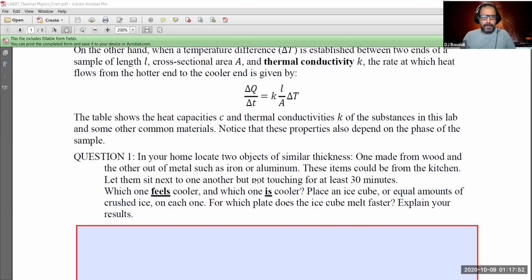feel them. Feel the material made out of wood and the material made out of metal. Which one do you think is cooler? Which one feels cooler to the touch? You're going to tell me that. And then, which is actually cooler? So there are 2 things in this question: which one feels cooler to the touch, and which one is actually cooler?